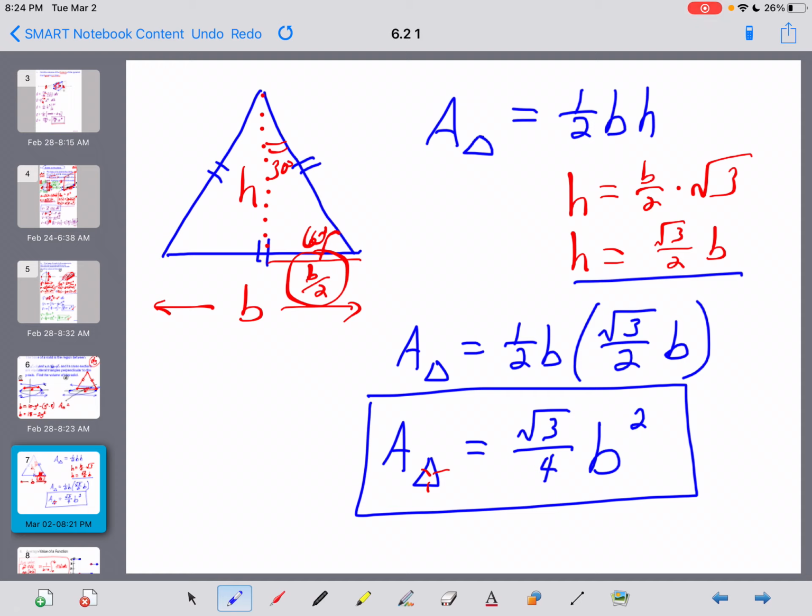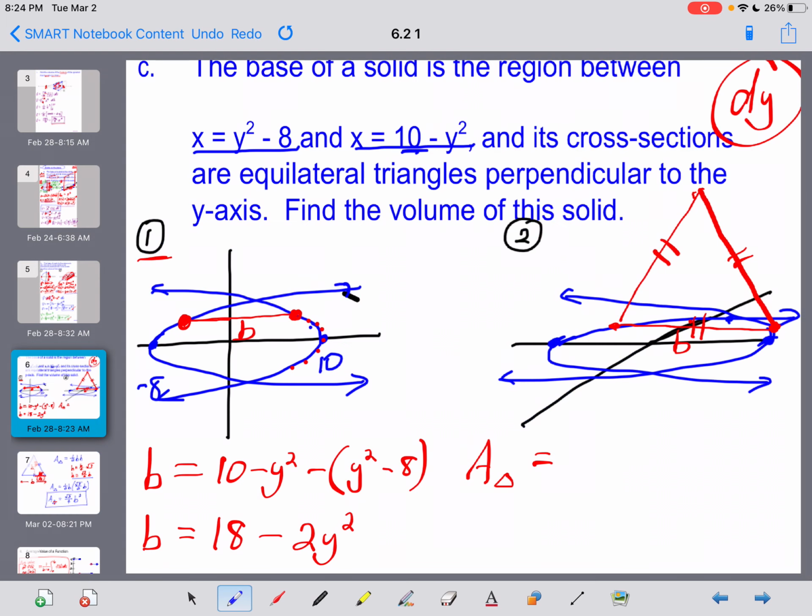So root 3 over 4 times base squared. So let me write that down here. The area of an equilateral triangle is root 3 over 4 times your base squared. And we now know that the base is 18 minus 2y squared.